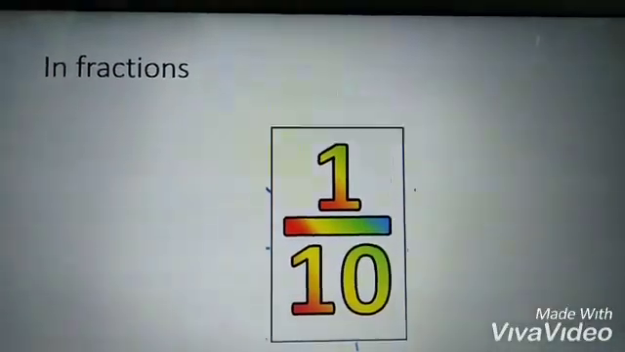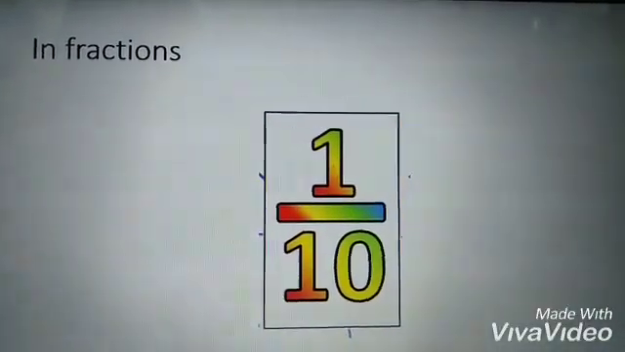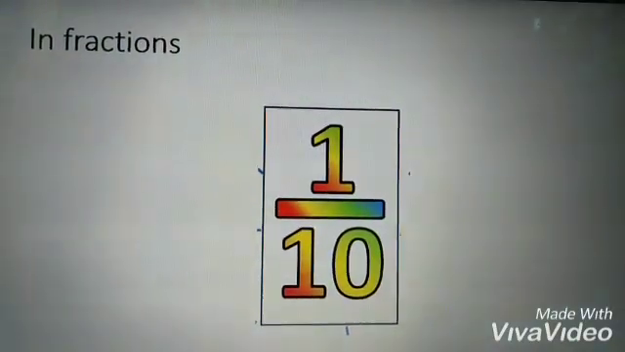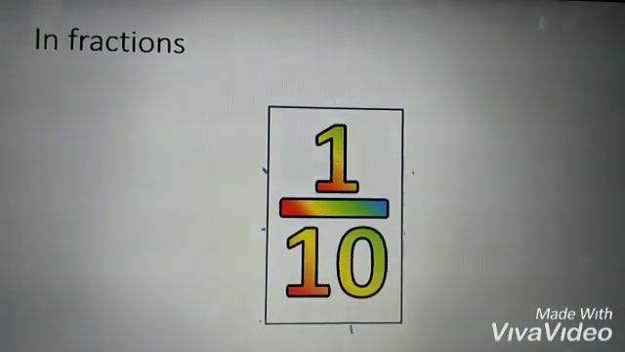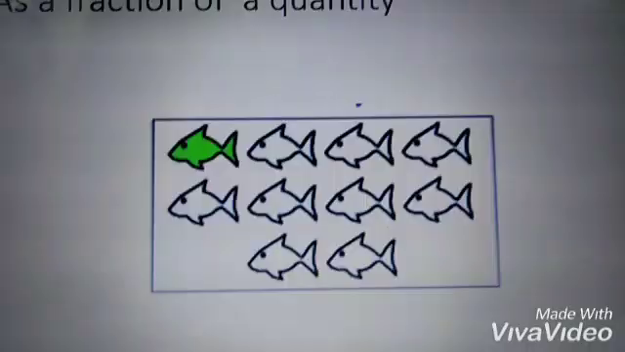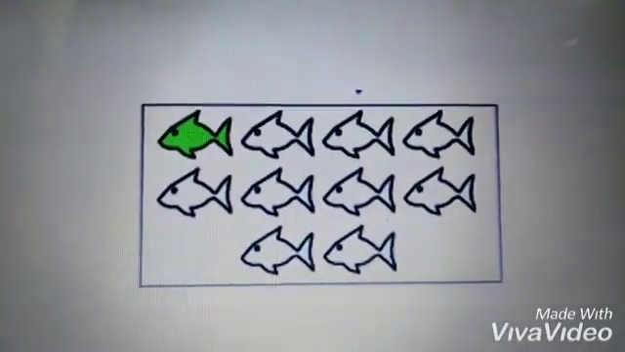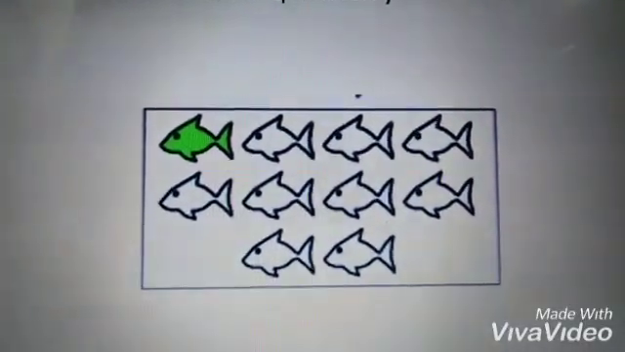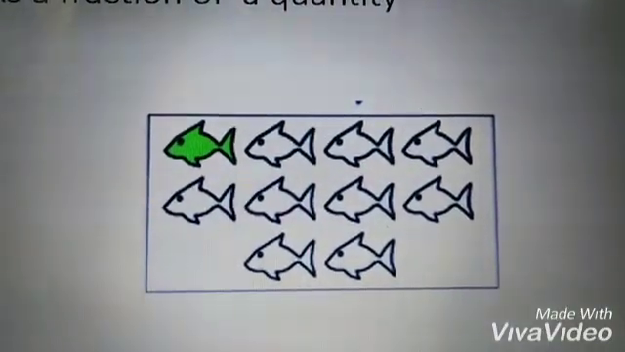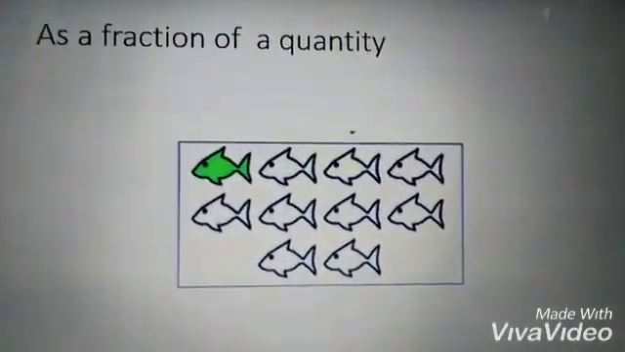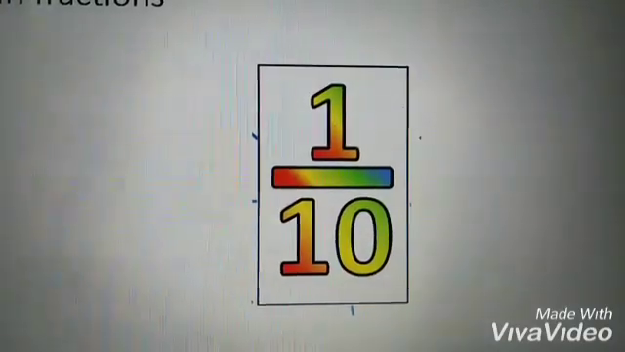I think all of you got this answer, 1/10. We can use the fractions to describe the colored parts in the previous shape. Look at these fish. There are 10 fish. One of them is colored. As a fraction of a quantity, the fraction of the colored fish is 1/10.